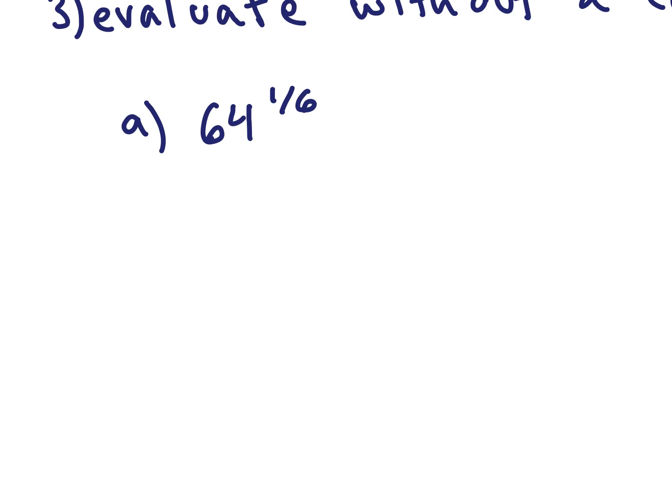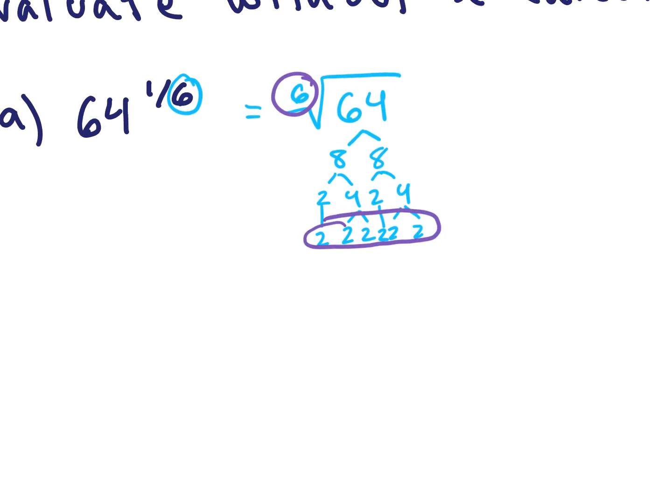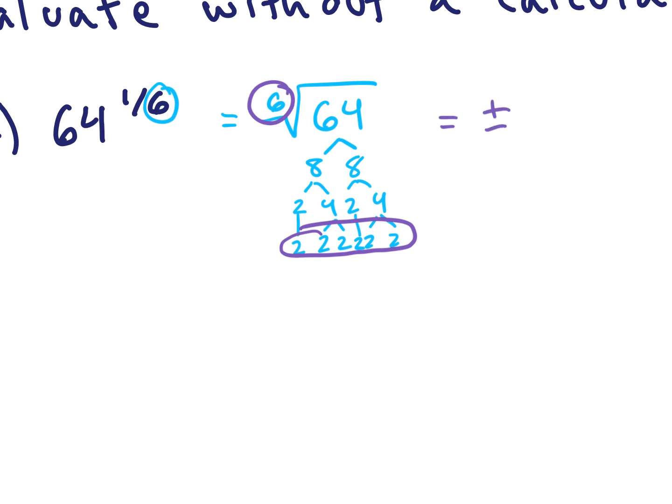So when we evaluate, remember our index is the denominator. So the number on the bottom goes out front. So we have the 6th root of 64. What are 2 factors of 64? 8 and 8, and 2 factors of 8, 2 and 4, and then 4 breaks down into 2 and 2. We're circling how many of a kind here? 6 of a kind. Do we have 6 of a kind? Yes. So what would our answer here be? Plus or minus 2.